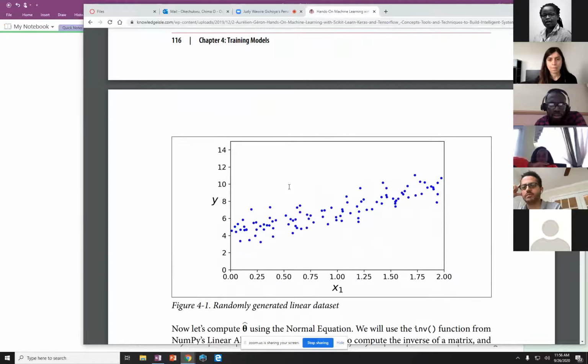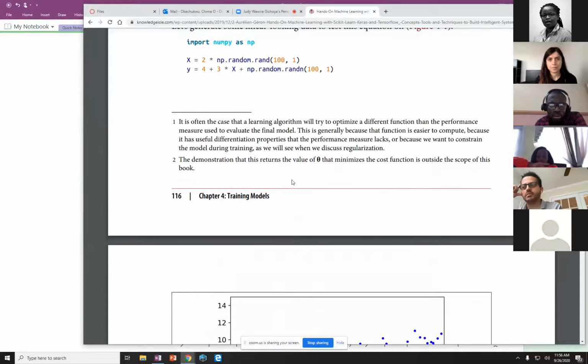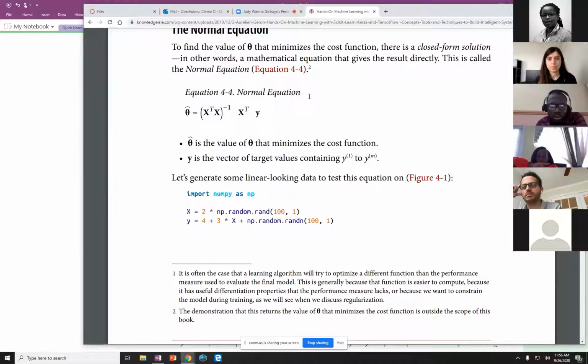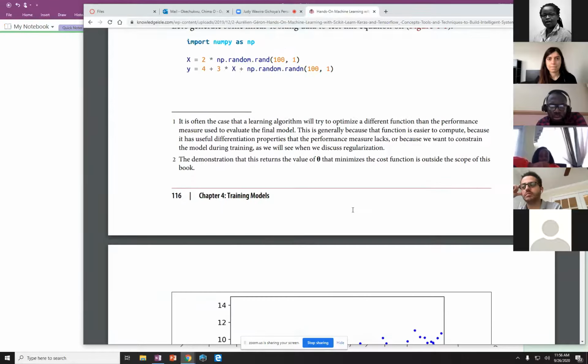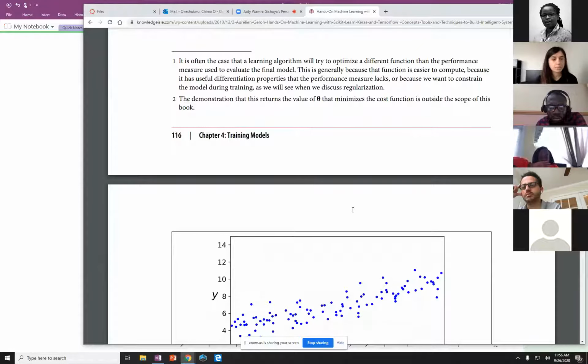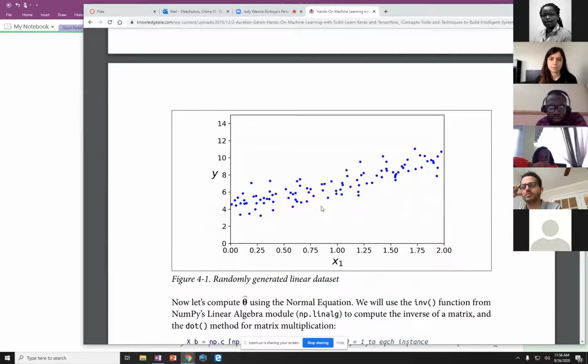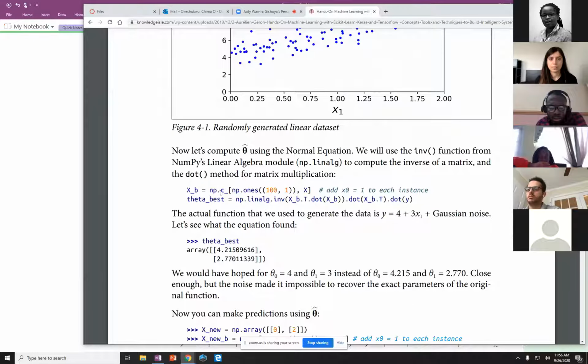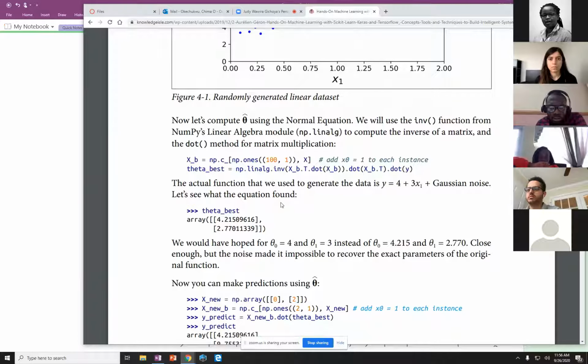So in this example that he showed, there are two ways you can solve the linear regression. You can use either the normal equation, or you can use a step-by-step method, which is called gradient descent. That one is more interesting. But with the normal equation, you just have your values and then you use matrix multiplication. He did that here. The T here represents the transpose.